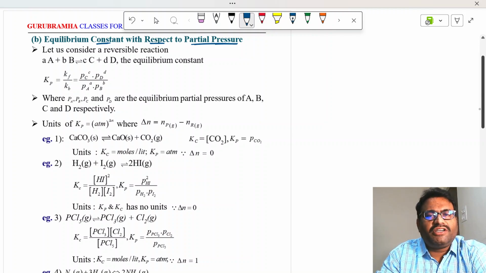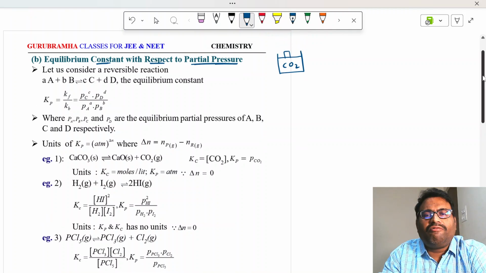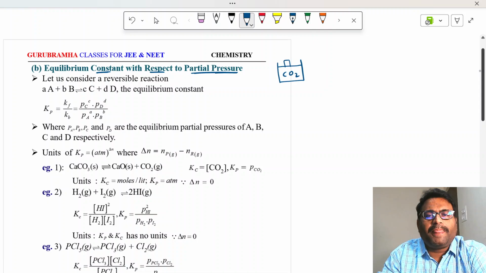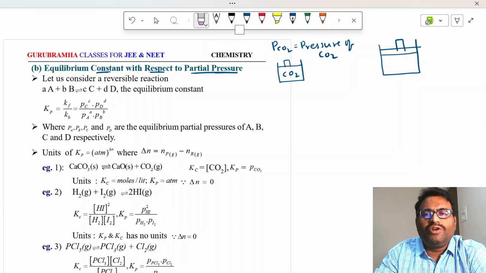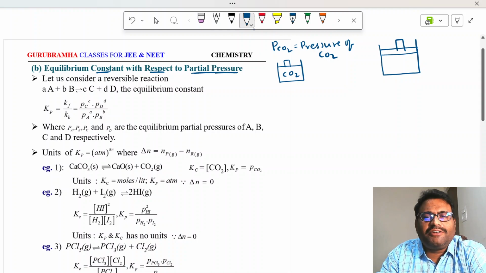So what is meant by partial pressure? Already we have discussed. Let us once again recall that if there is a particular gas, like for example, let us take carbon dioxide. When there is only one gas in a container, if this is exerting pressure, then we say the pressure of carbon dioxide. If there is only one gas, then only that gas will exert pressure.